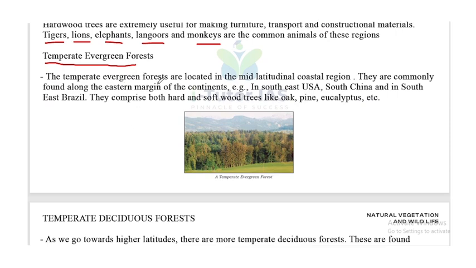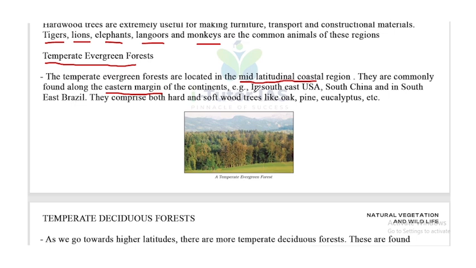The temperate evergreen forests are located in the mid-latitudinal coastal region. They are commonly found along the eastern margins of the continents. For example, Southeast USA, South China, and Southeast Brazil. So they are the eastern margin.